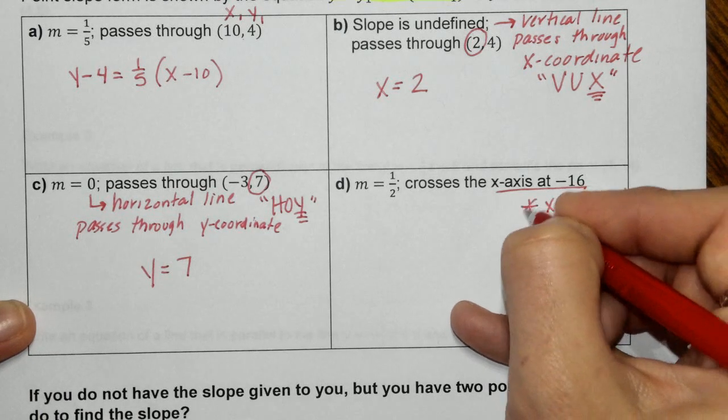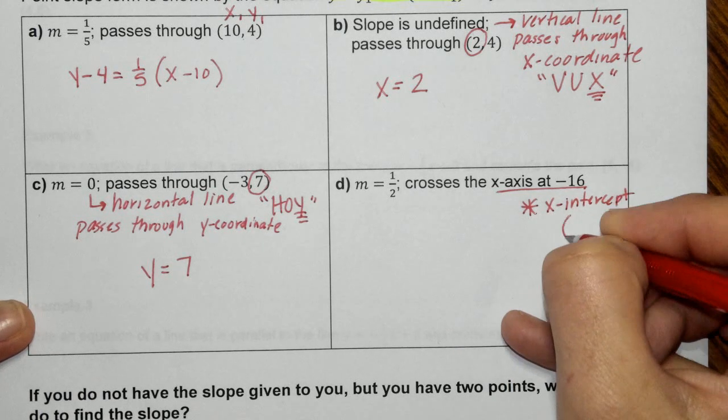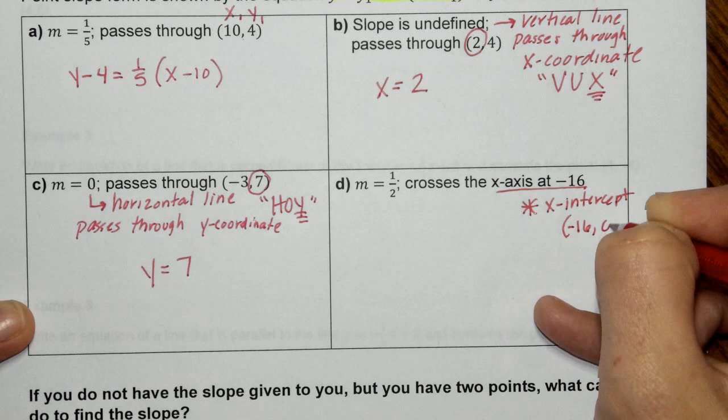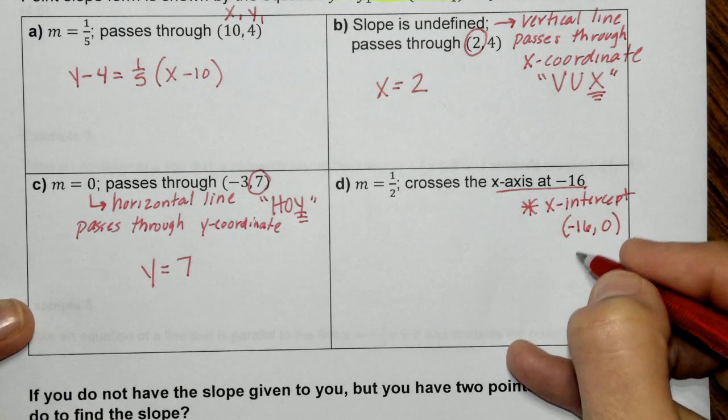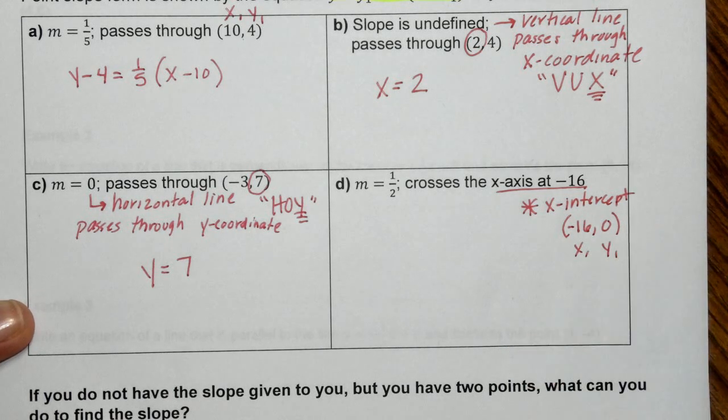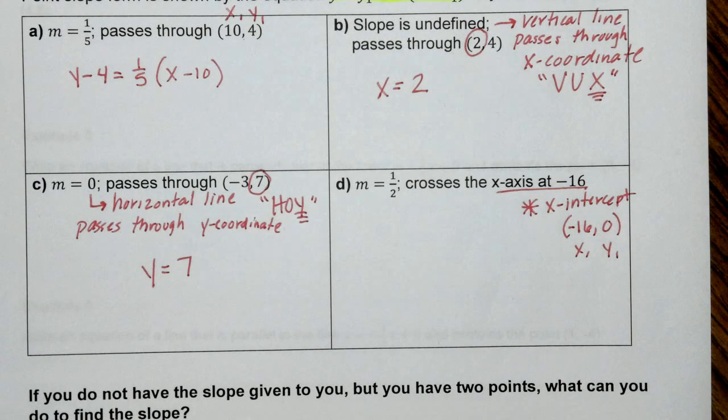Okay, this is the x-intercept, meaning that is our x-coordinate, and your y will remain as 0. So this is our x1 and y1. So it crosses the x-axis at -16. That's our x-intercept. So our point that we're going to have, because we don't have a point, but we know if it passes the x-axis at -16, it's going to be 0 on y, right?